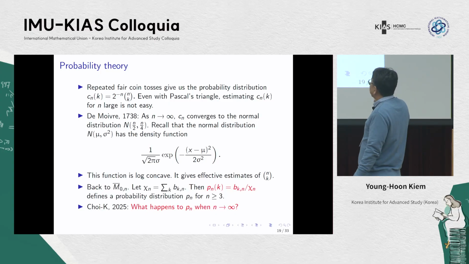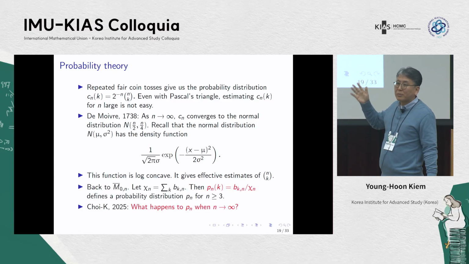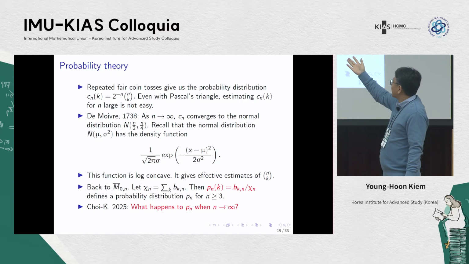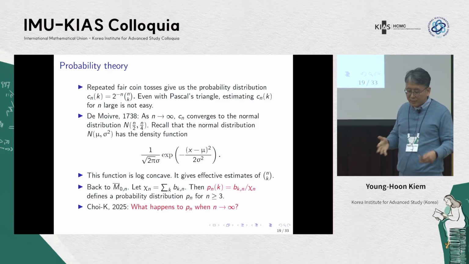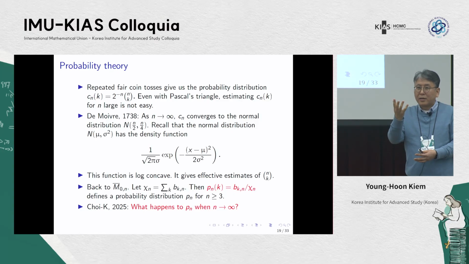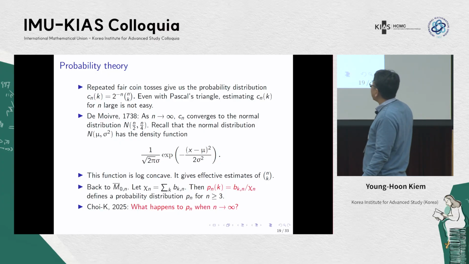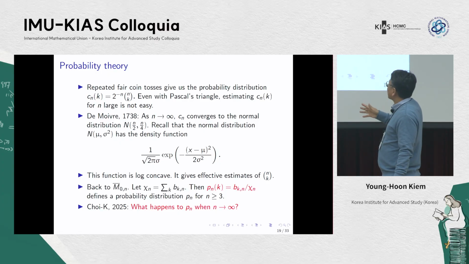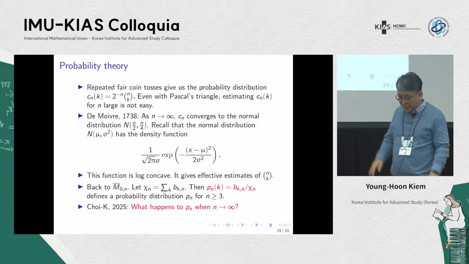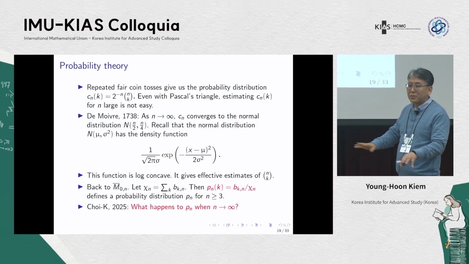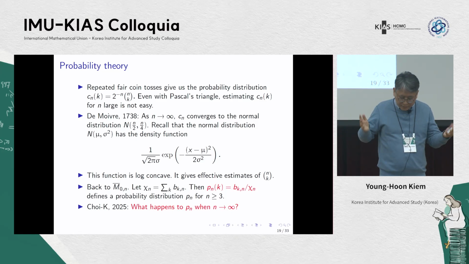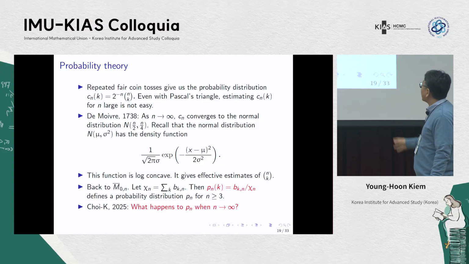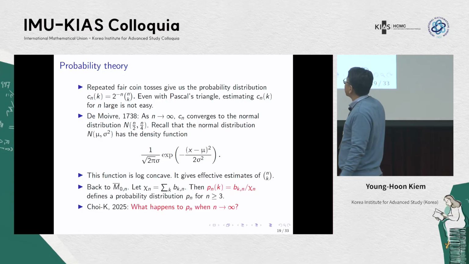So we all know that repeated fair coin tosses give us the probability distribution C_{n,k}, that's 2 to the minus n power times n choose k. It's the probability of getting k heads when you toss a fair coin n times. Of course, we can compute these numbers very explicitly, for instance, by using Pascal's triangle and so on. But on the other hand, if n is large enough, it's very difficult to compute these numbers explicitly, even though we know that we can compute it.